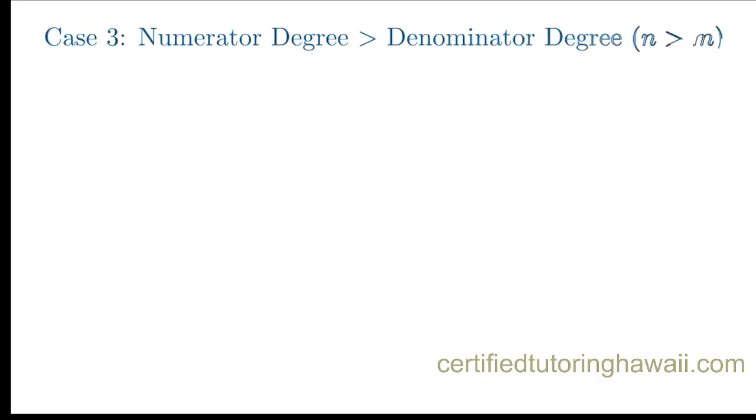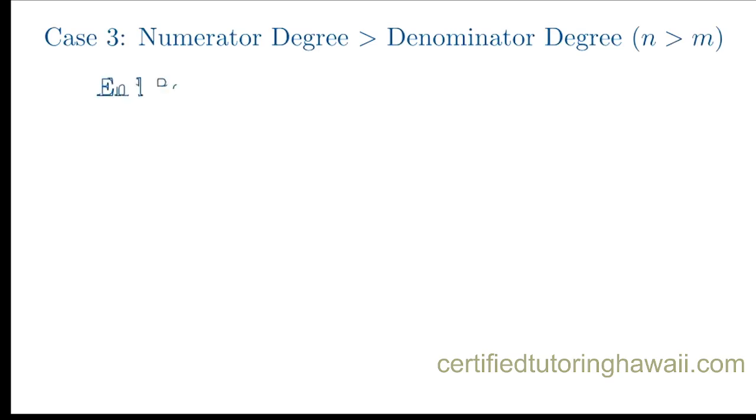Finally, let's examine our third and final case. This case is when the degree of the numerator, n, is greater than the degree of the denominator, m. Here, the numerator grows faster than the denominator. This means their ratio will increase without bound. In other words, the function approaches positive or negative infinity.